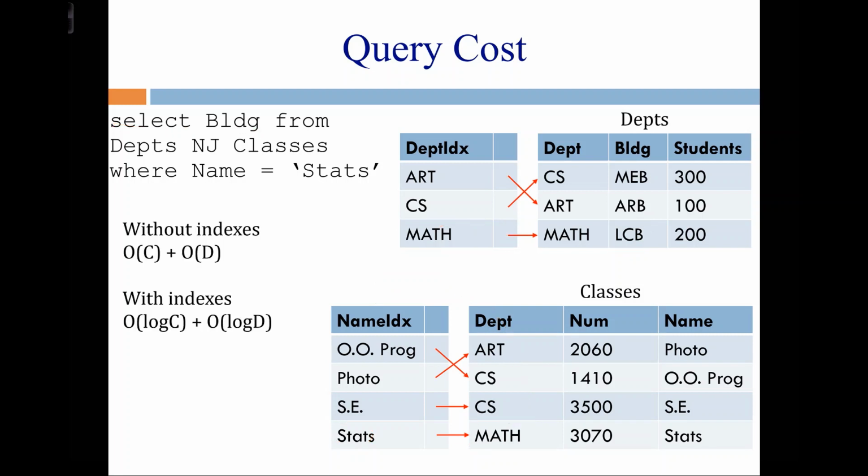Without indexes, we can't assume anything about the order of these tables if we don't know what the primary key is anyway. Without indexes, it's on the order of number of classes plus number of departments. With indexes, it's on the order of log number of classes plus log number of departments. Way faster, especially with more realistic numbers where we would have millions of rows in these tables.